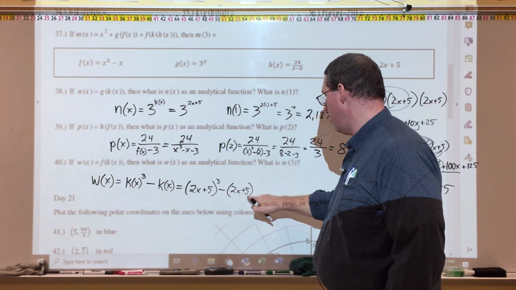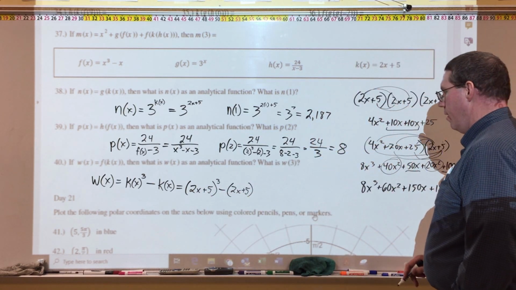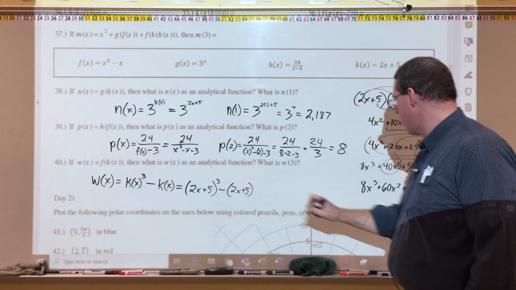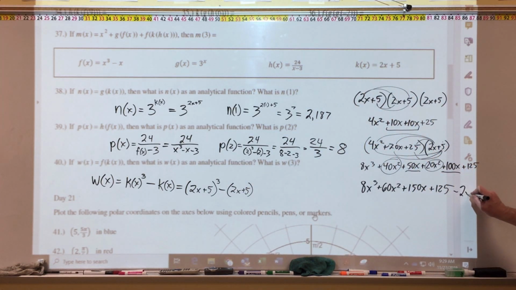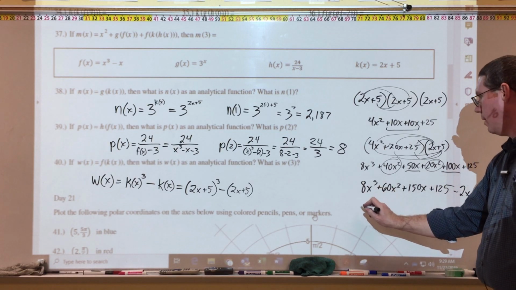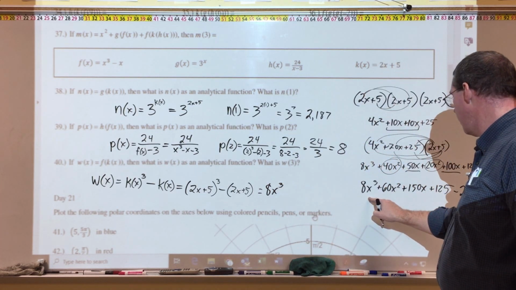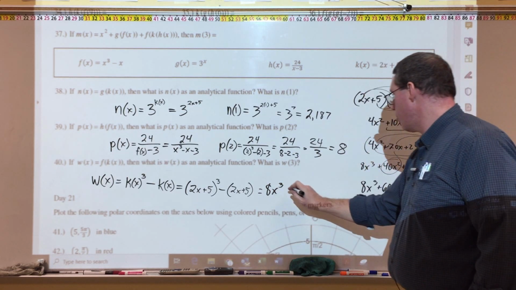Now we have to subtract 2x plus 5. So we got to subtract. Now we got to distribute the negative. Minus 2x minus 5. So over here we're going to minus 2x minus 5. So now it's going to be equal to 8x cubed. Okay, that's good. Plus 60x squared.